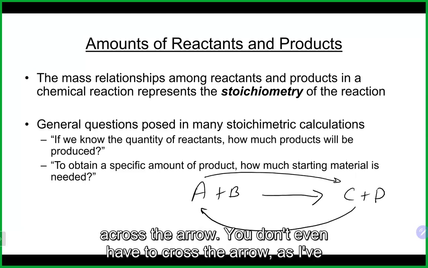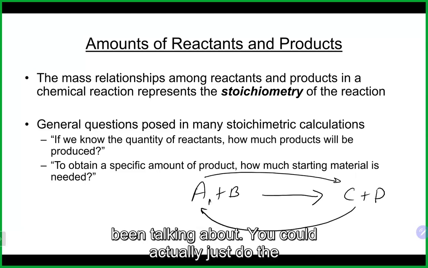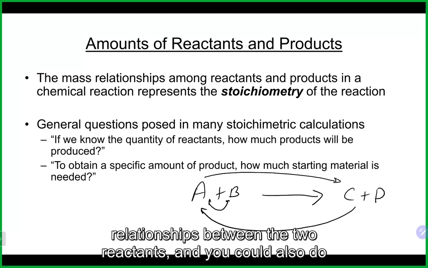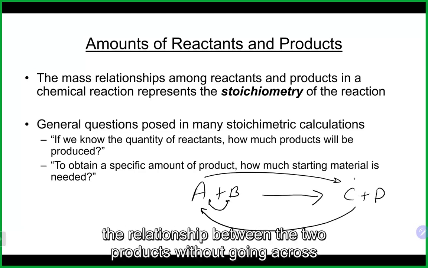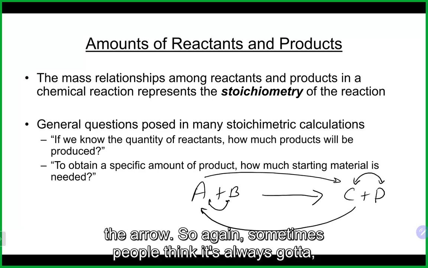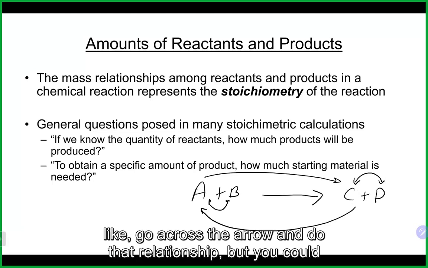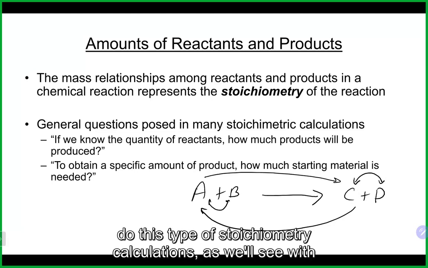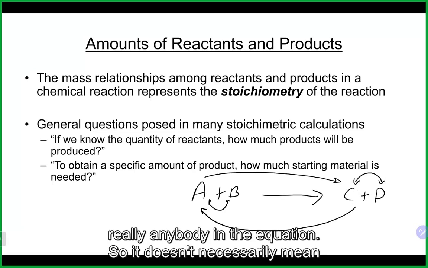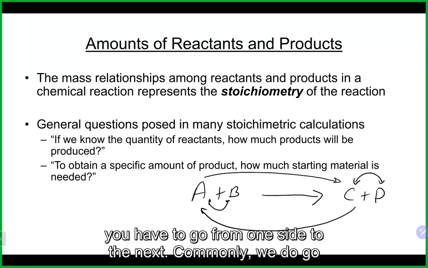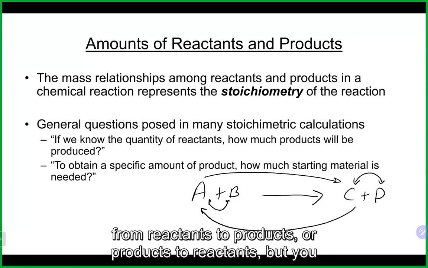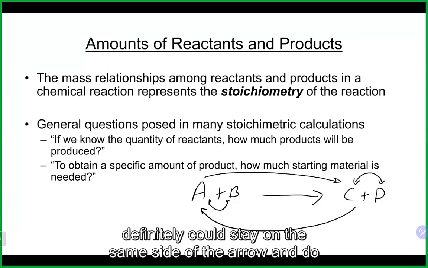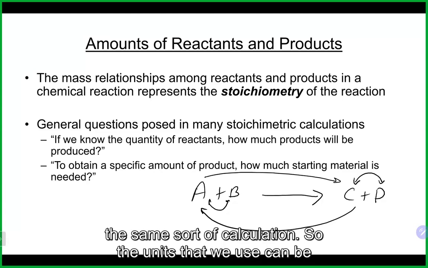You don't even have to cross the arrow, as I've been talking about. You could actually just do the relationships between the two reactants. And you could also do the relationship between the two products without going across the arrow. So again, sometimes people think it's always got to go across the arrow, but you could do this type of stoichiometry calculation, as we'll see, with really anybody in the equation. So it doesn't necessarily mean you have to go from one side to the next. Commonly, we do go from reactants to products or products to reactants, but you definitely could stay on the same side of the arrow and do the same sort of calculation.